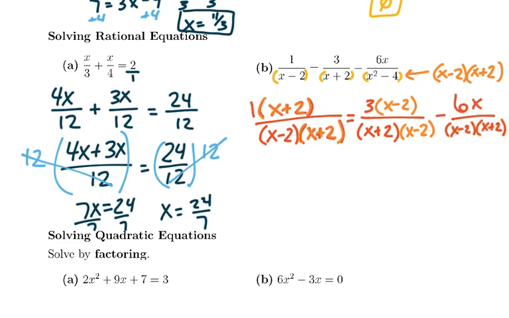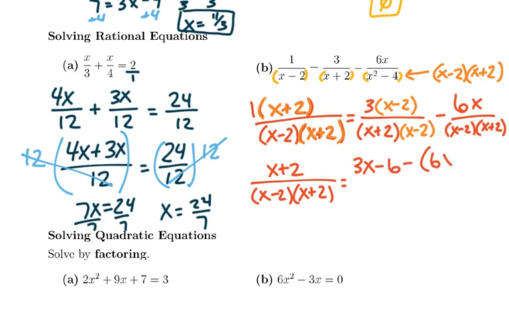Here I simplify my numerators, so I distribute the 1, and I'm left with x plus 2 is equal to 3x minus 6 minus this entire quantity. Right, I'm subtracting a monomial, so these parentheses are not needed. But if this were a binomial, I would have to subtract that entire quantity. So I would want parentheses around it if this numerator were a binomial or a trinomial, something with multiple terms. Keep your common denominator.